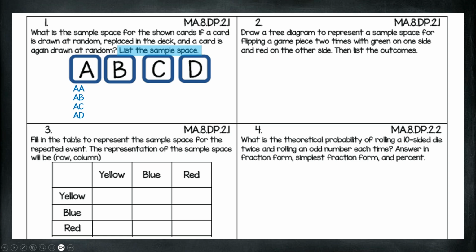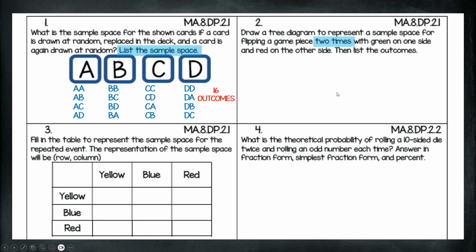So the way that we did this in class was we put headers up at the top, and then we created our lists. This is an example of what my list looks like. We had 4 cards, and we pulled 2 times, so we ended up with 16 outcomes.